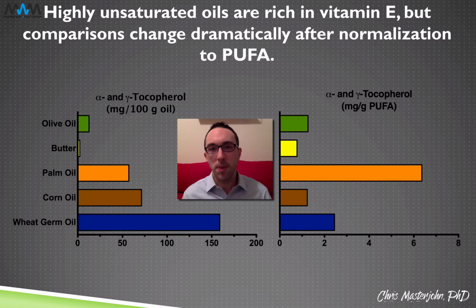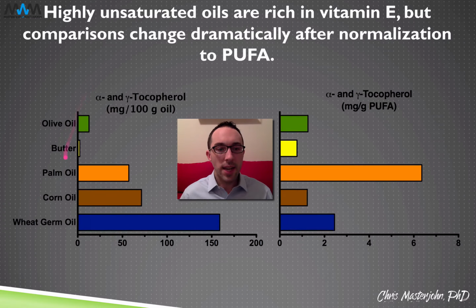Now that's really important because if you look at how vitamin E is distributed in foods, you get a very different picture if you express it per gram PUFA than if you express it as total amount in the food. The data that's on the screen, I used alpha and gamma-tocopherol because these are the major forms of vitamin E that are important. But you get similar results if you just looked at alpha-tocopherol or if you took total vitamin E.